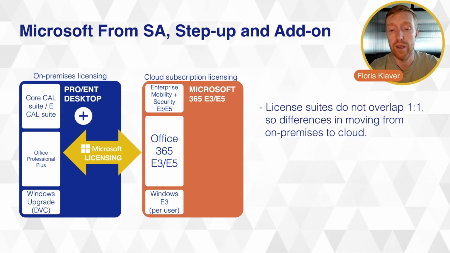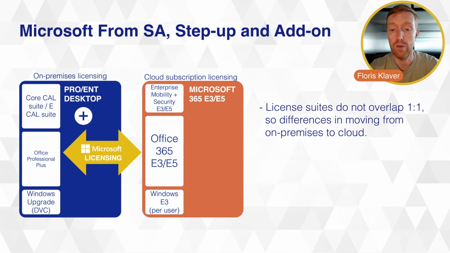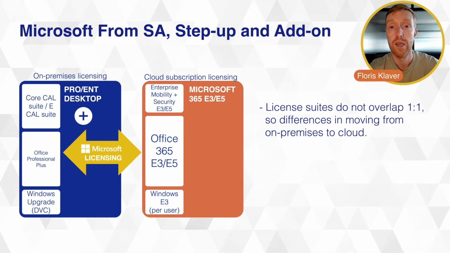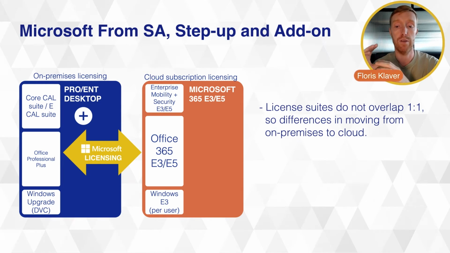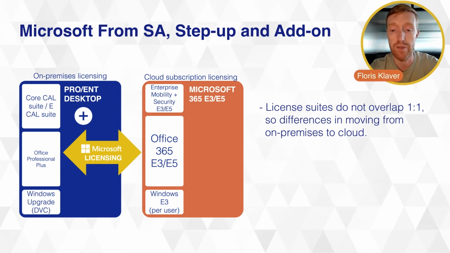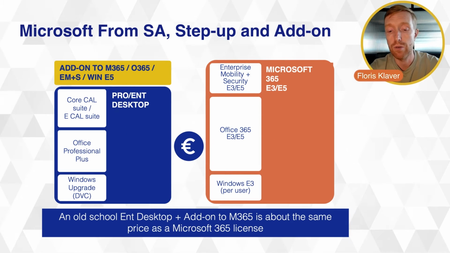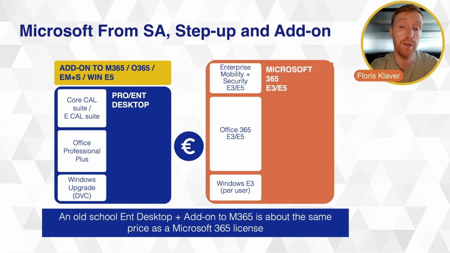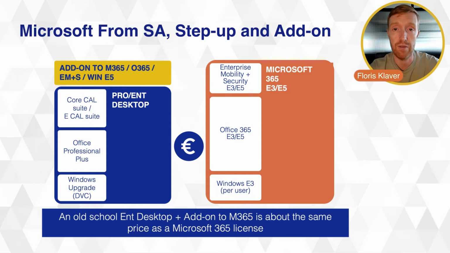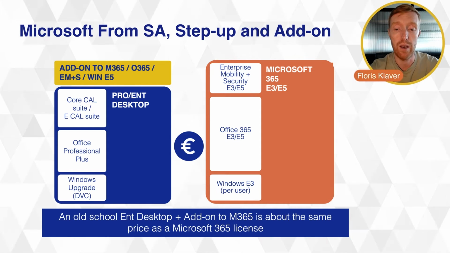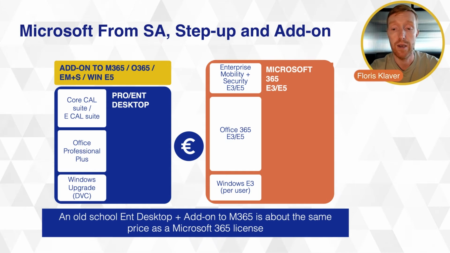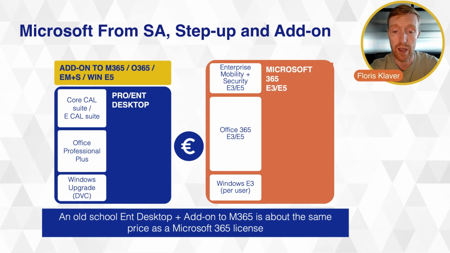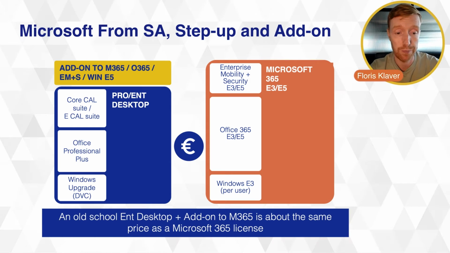Now that means that if you typically had a Pro or an Enterprise desktop, you would add that add-on to M365, for instance, so that you would arrive at a similar price as a full USL for Microsoft 365 E3. So an old school Enterprise desktop plus an add-on to M365 would cost you about the same price as a Microsoft 365 license. So this is what an add-on could do, and what you see right now is all the different add-ons that Microsoft has in the M365 space.